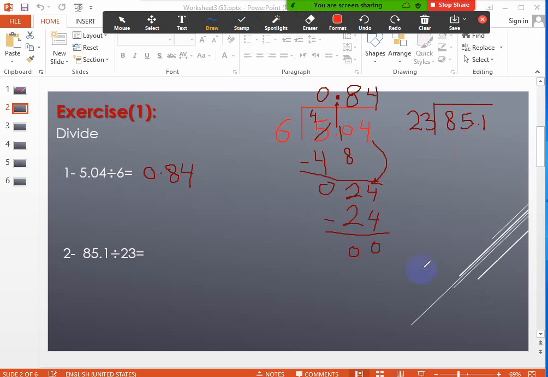Yes, Ghuzlan, open the mic. Let's start with 8. Now can I divide 8 by 23? Very good. No, I can't divide 8 by 23. That means I will take the 5. So 85 divided by 23. How many 23s in 85 do you think?